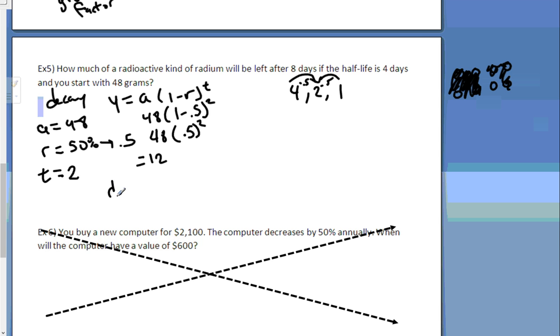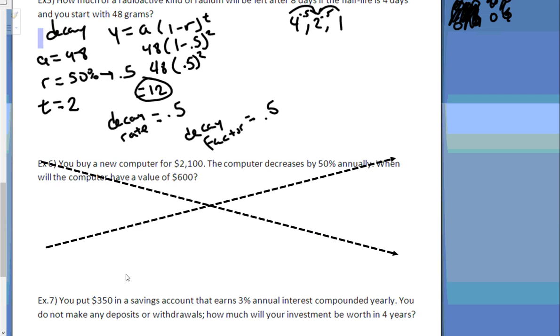What's the decay rate? The rate is the number, so it's the 0.5. What's the decay factor? This is kind of cool because the decay factor is that number. The r number is the 0.5. The factor number is the 1 minus number, so it's also 0.5 because half is half, right? 1 minus a half is still a half. Got it? My answer is 12, though. Okay? All right, last example.